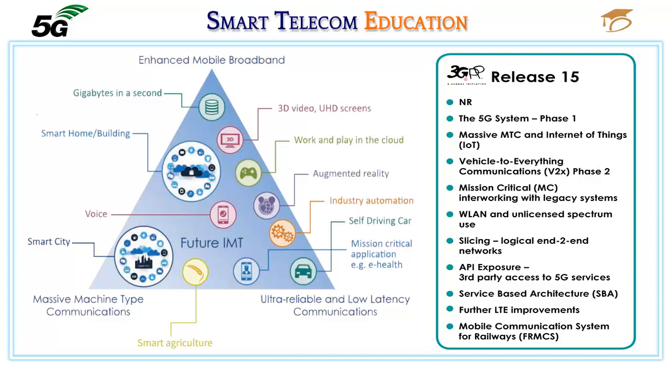Massive MTC and Internet of Things, IoT. Vehicle to Everything Communications, V2X, Phase 2. Mission Critical, MC, interworking with legacy systems. LAN and unlicensed spectrum use. Slicing, logical end-to-end networks. API exposure, third-party access to 5G services. Service-based architecture. Further LTE improvements. Mobile communication system for railways.